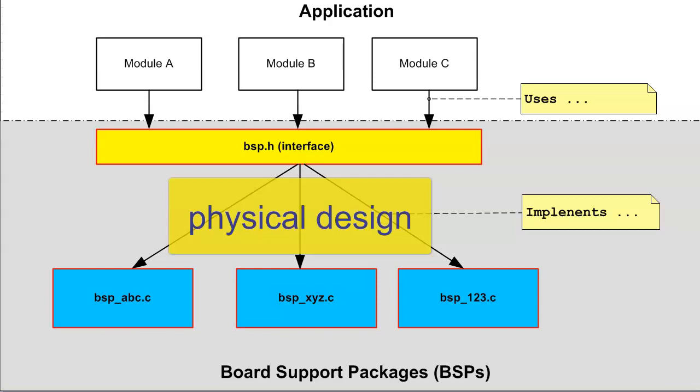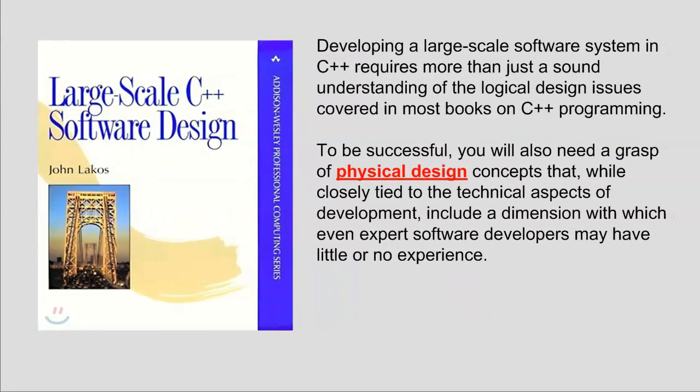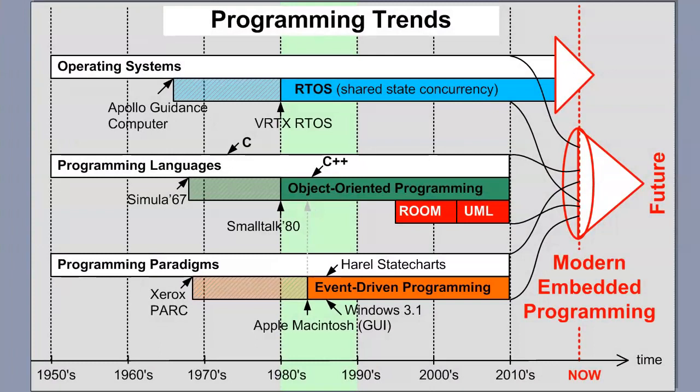Unfortunately, the subject is not widely known or appreciated. While tons of books talk about logical design techniques such as OOP, very few resources exist for physical design. One notable exception is the book Large-Scale C++ Software Design by John Lakos. This book explains physical design really well. Highly recommended. And this concludes this group of lessons about object-oriented programming in embedded systems.